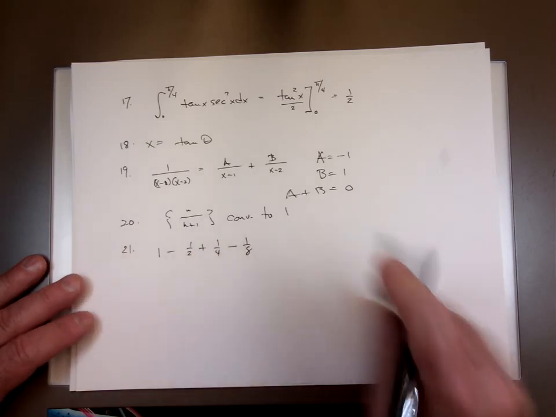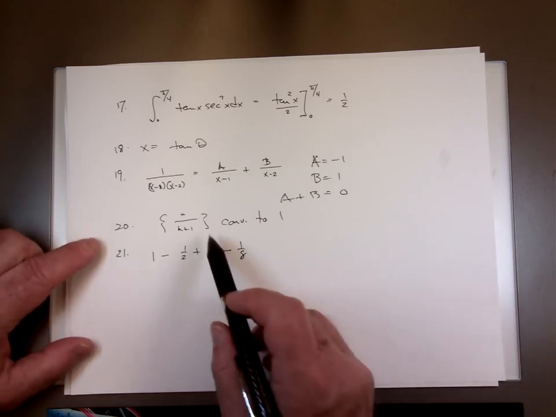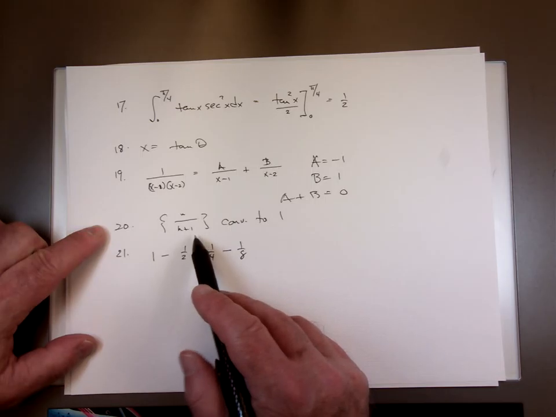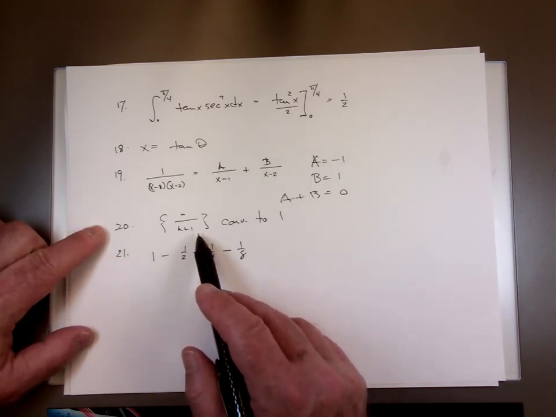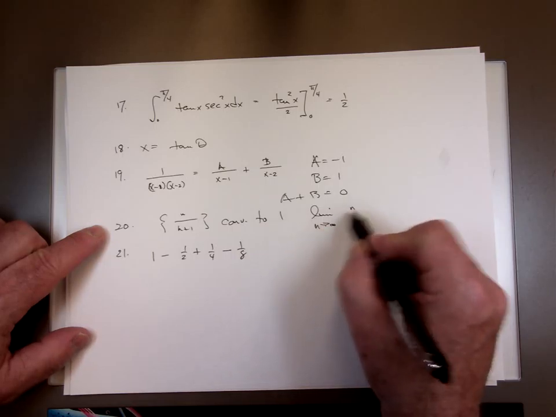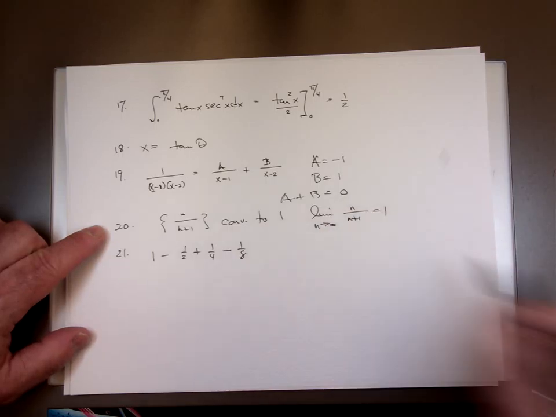Which one? 20 to 20. 20. What about it? What about it again? Okay. The sequence converges to 1, because when you take the limit as n goes to infinity of n over n plus 1, that limit is 1. Okay, I got it.